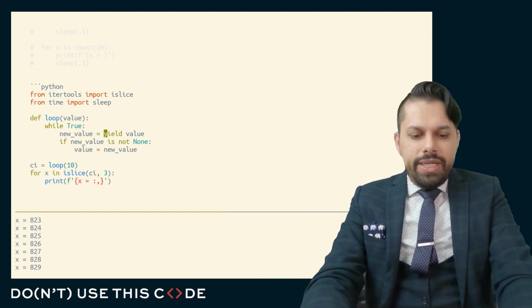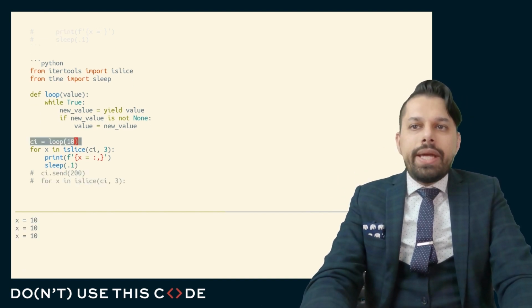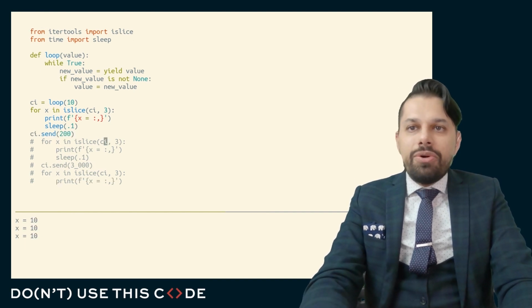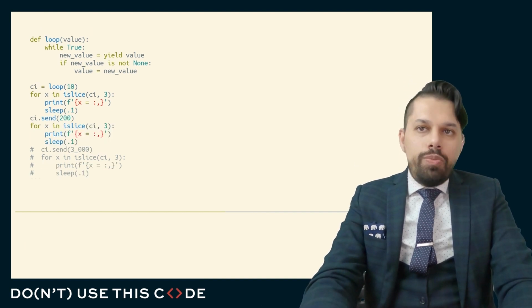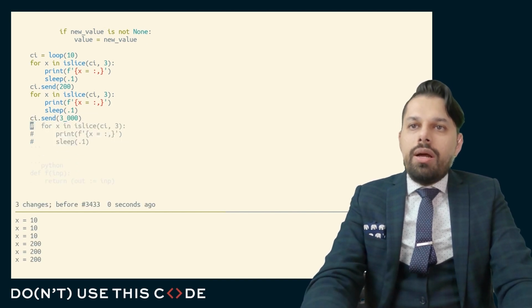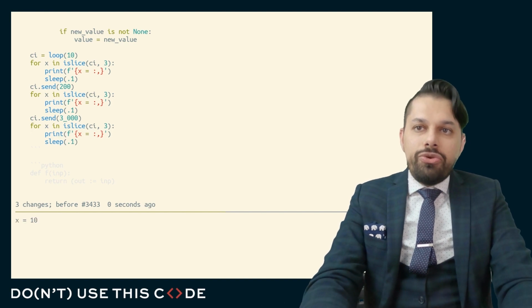And here's a very standard formulation. So here, I can loop over 10 3 times. Then I can update my looper. Now it's going to loop over 200, and loop over 200 3 times. Then I can update my looper, and now it's going to loop over 3,000 and loop over 3,000 3 times.